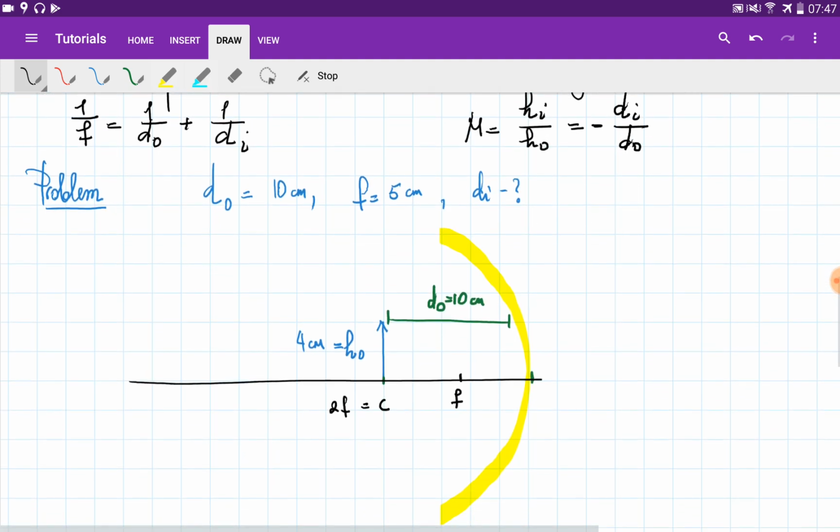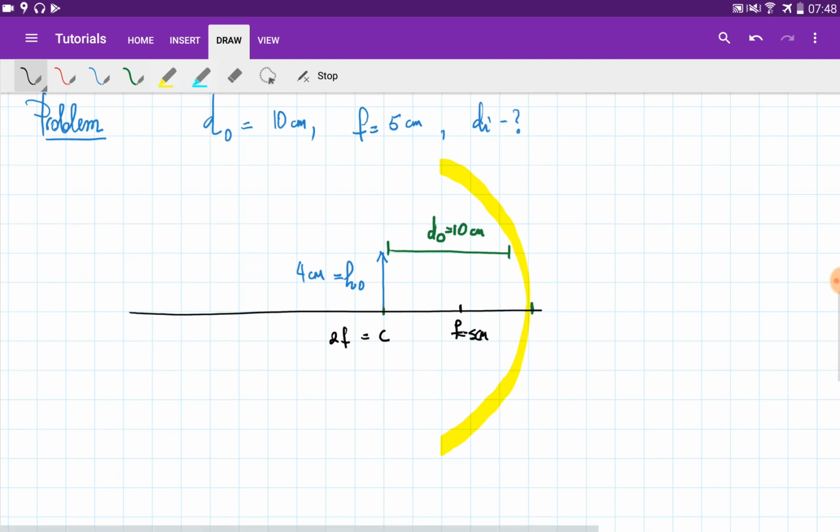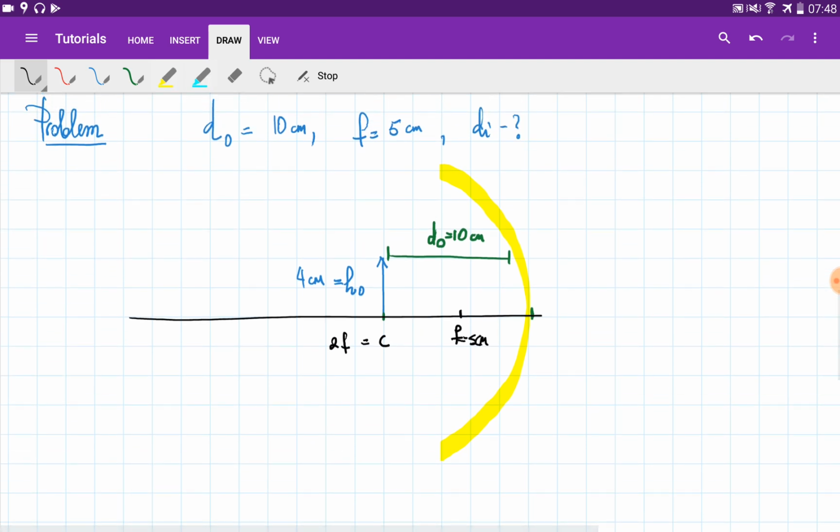So let's do an example here. We've got an object which is 10 centimeters away from the mirror, and the focal distance is equal to 5 centimeters. What we need to do is create an image. First of all, we are going to find the distance between the image and the mirror using the mirror formula. It's going to be 1 over f equals 1 over dO plus 1 over di.